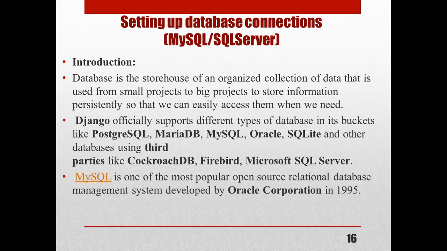Django supports different types of databases like PostgreSQL, MariaDB, MySQL, Oracle, SQLite, and some other databases using third parties like CockroachDB, Firebird, Microsoft SQL Server. From that, MySQL is one of the most popular open source relational database management systems, developed by Oracle Corporation in 1995.